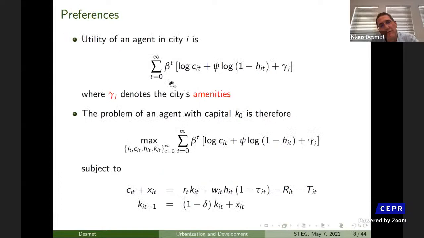In terms of preferences, we will say that preferences depend on your consumption, right? It will also depend on your leisure, right? So I have 1 minus H, where H is the hours you work. The more you work, the less utility you have. So I have consumption, I have leisure, and then I have this gamma term in here, gamma_i, where i is a subscript for a particular city, which will denote the city's amenities, right? And so we'll take that as a fixed characteristic in the exercise we're doing.